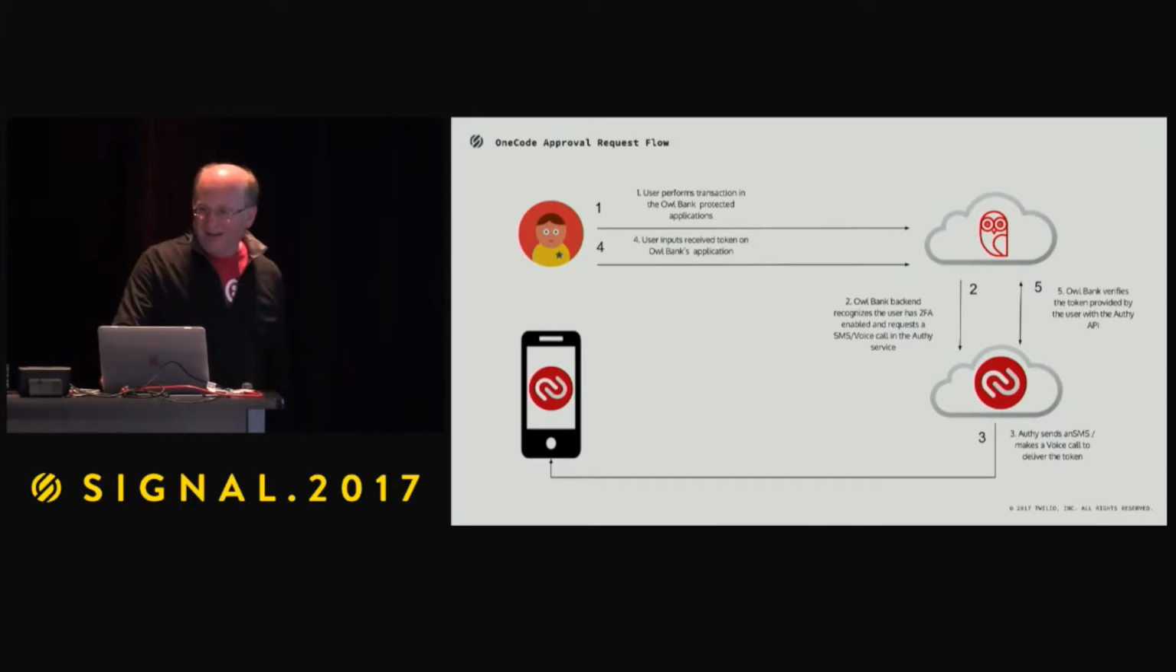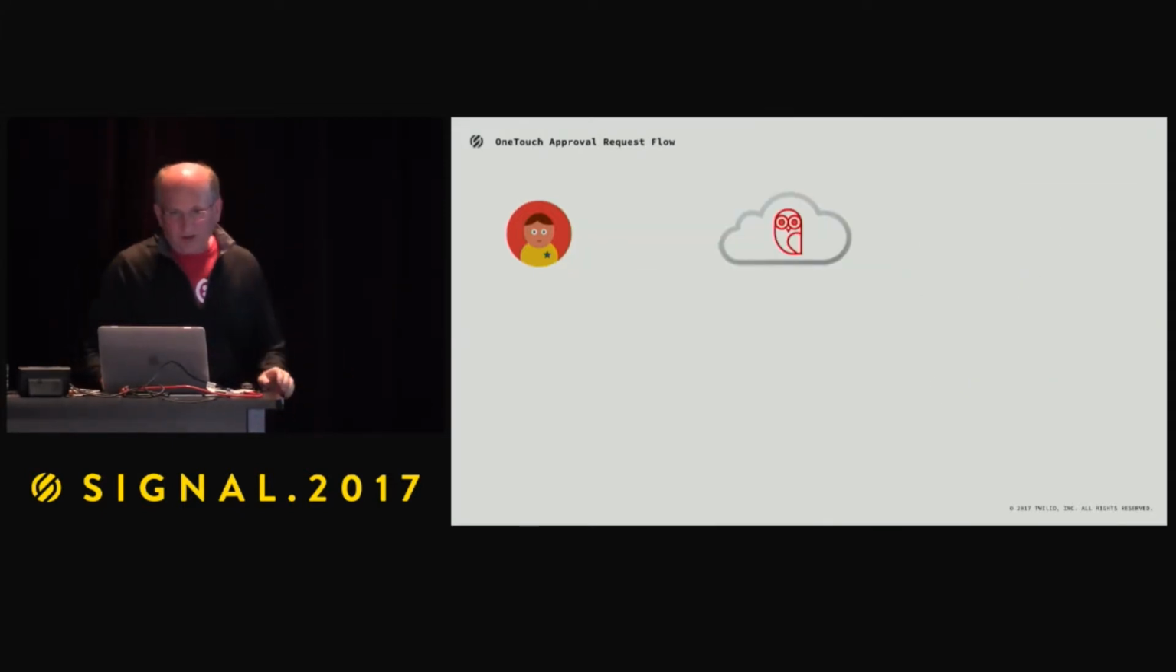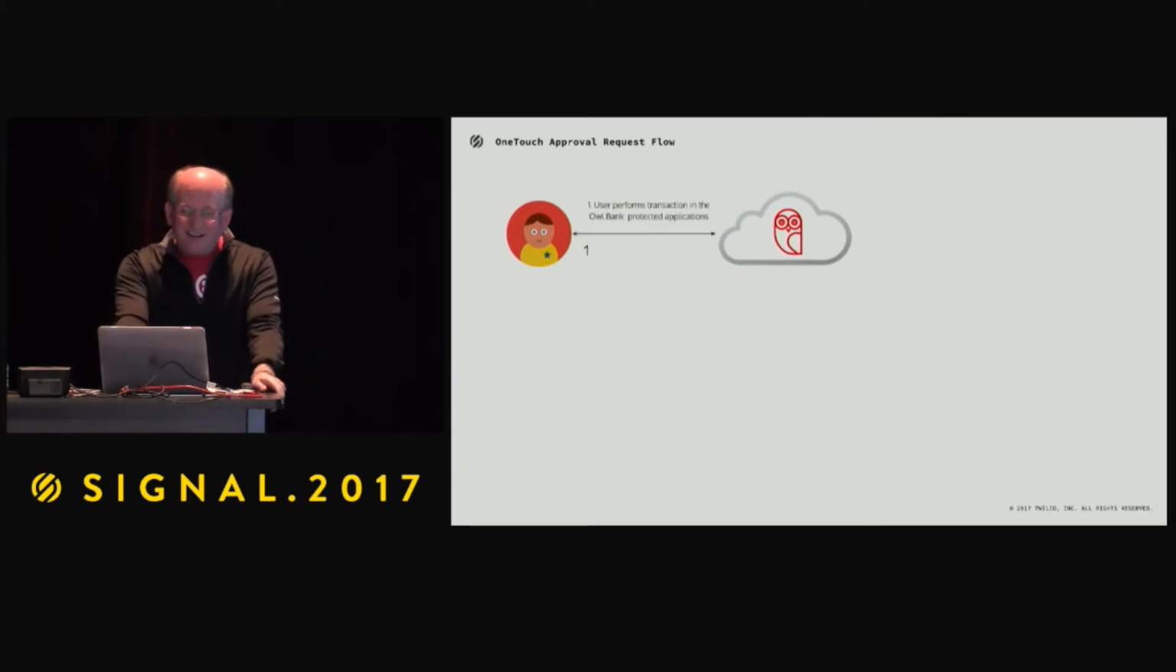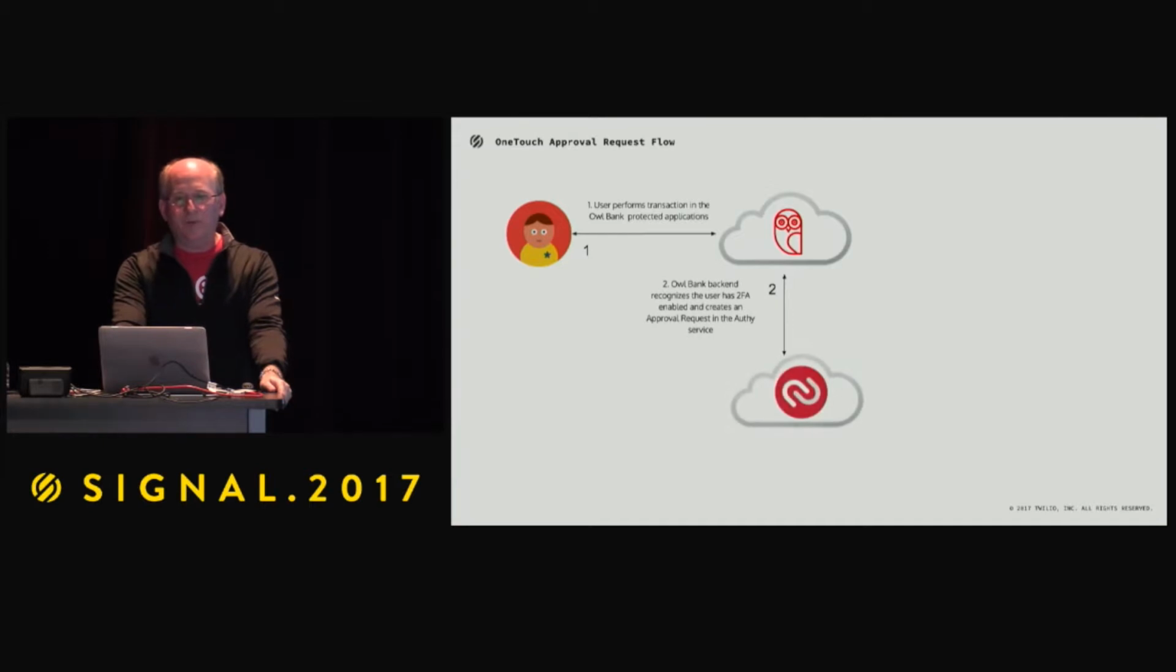I can't remember. So let's talk a little bit about the one-touch approval request. Now the user is just working on their phone, and it appears a lot the same to them. I've got my phone, all I need is this app. I either get an SMS or a push notification. So they have a pretty easy time with it.